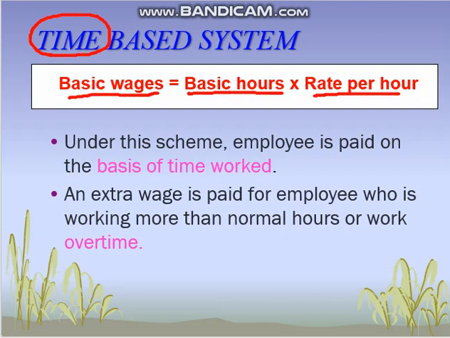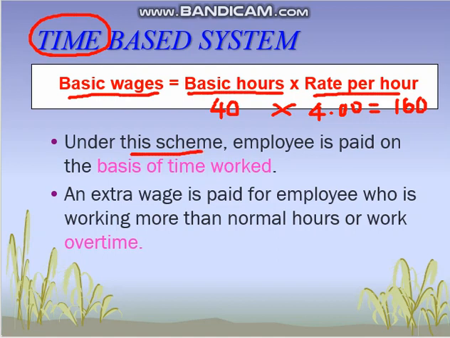For example, you work 40 hours in a week, so here it is going to be 40 hours. And then you multiply by the rate per hour. For example, you are given 4 ringgit per hour. So what will be your salary for that week? It is 40 times 4 ringgit. You are going to get 160 ringgit.